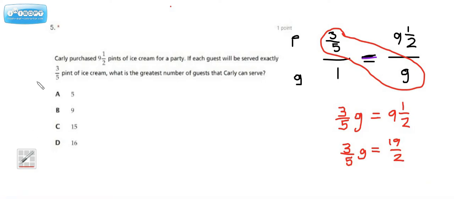We're looking at question number 5. Carly purchased 9.5 pints of ice cream for a party. If each guest will be served exactly 3/5 of a pint of ice cream, what is the greatest number of guests that Carly can serve?